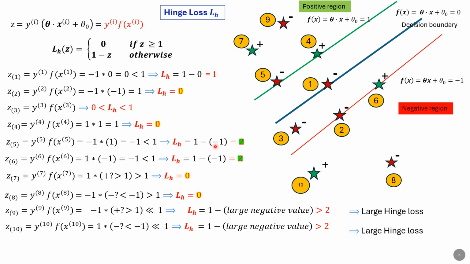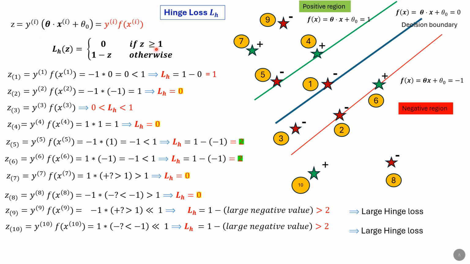Here we have 10 data points. Some of them have positive labels, the others have negative labels. This is the positive region and this is the negative region. On this decision boundary, f of x equals 0, it is positive 1 here and negative 1 here. In this positive region, f of x is greater than 1 and here it is less than negative 1. So z equals y times f of x.